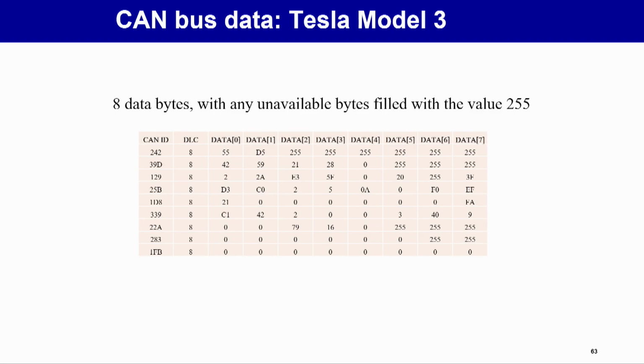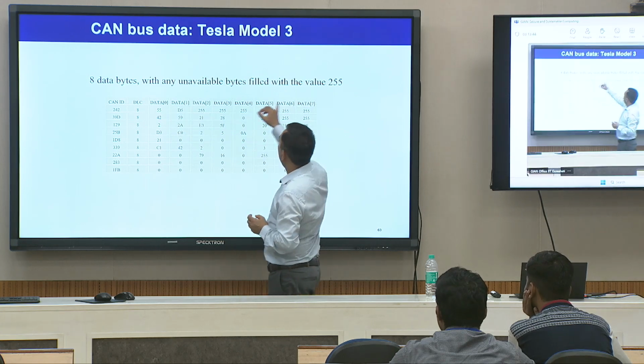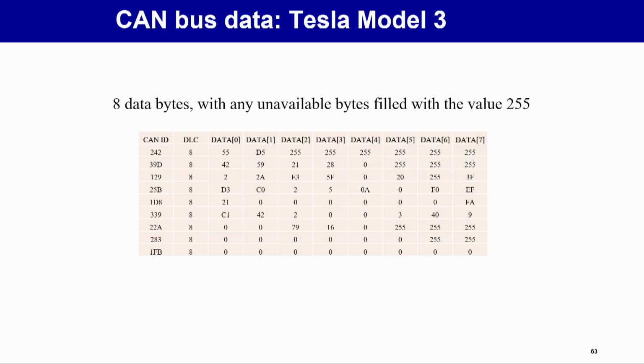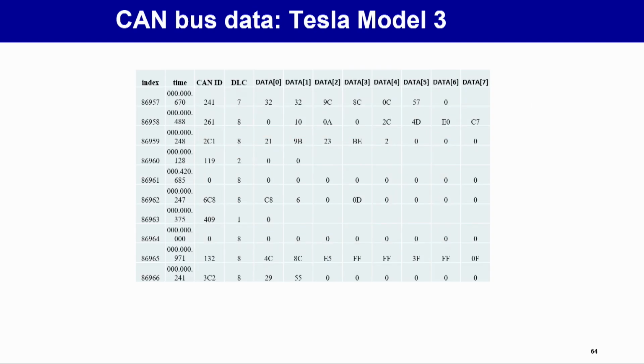This is a kind of sample data for Tesla Model 3, showing how exactly the data looks. You can see there are a lot of CAN IDs, and this is the data length code, which means how many bytes are going to be used for the whole data. You can see data 0 to data 7, with some data stored. This is the sample data; there are millions of CAN IDs flowing, because so many things are happening in the car.